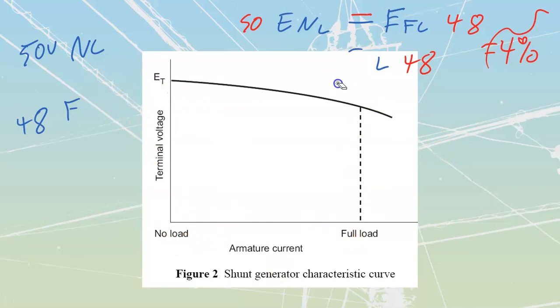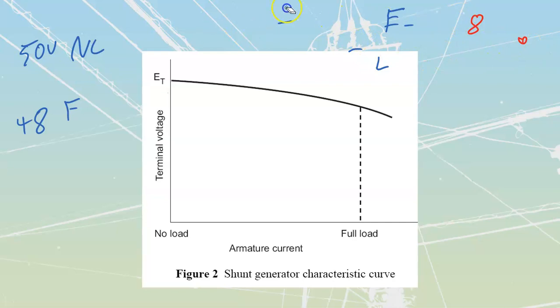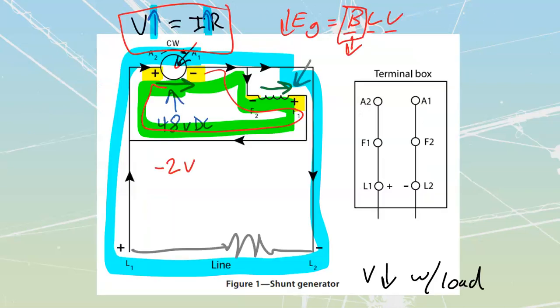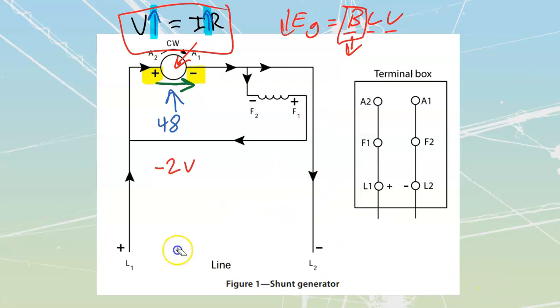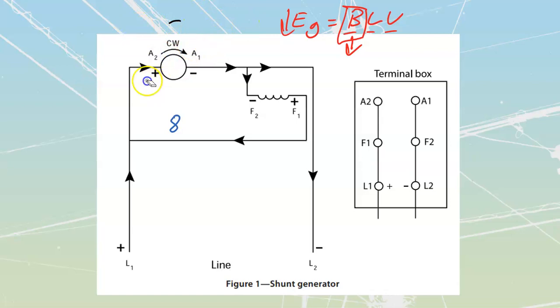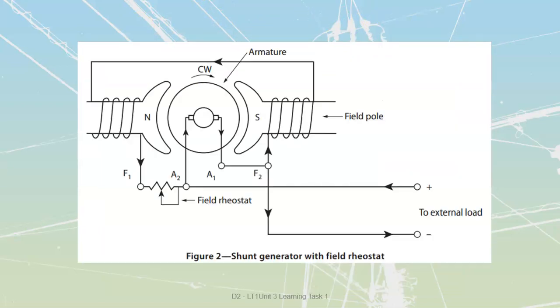Going back to our shunt generator one more time, I'll just erase all of this. We don't need that anymore. If you take a look at this drawing that I have over here, you will see that this drawing is the same drawing as what you would have seen in the last learning task. This one's now just laid out as a visual representation, as a diagram.